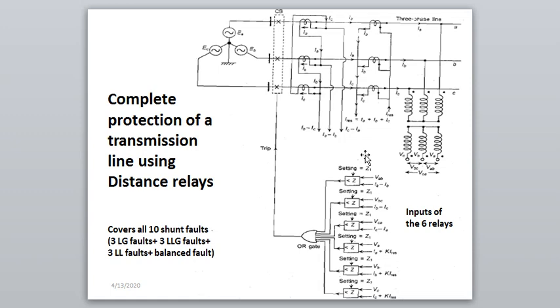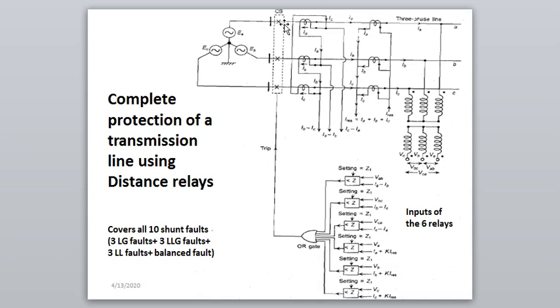6 relays, where the inputs we need are the line voltages VAB, VBC, VCA, and the phase voltages VA, VB, VC, whereas the input currents will be the line currents IA minus IB, IB minus IC, IC minus IA, and the phase currents plus some restraining quantity, IA plus K I_RES. This is the residual current. Now this covers all the 10 shunt faults.